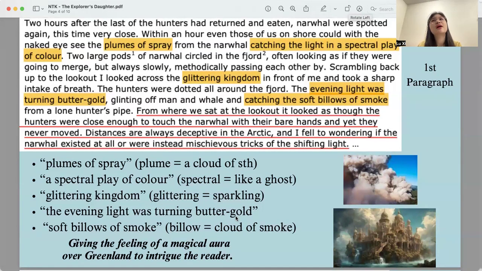So normally the color of the sky should be blue, but then it's turning a dark yellow, making the scene very ghost-like as well. "Glinting off metal and catching the soft billows of smoke." Again, the writer mentioned the smoke. Billow means cloud of smoke, just like plume. Again, the writer is trying to create smoky vibes of the city.